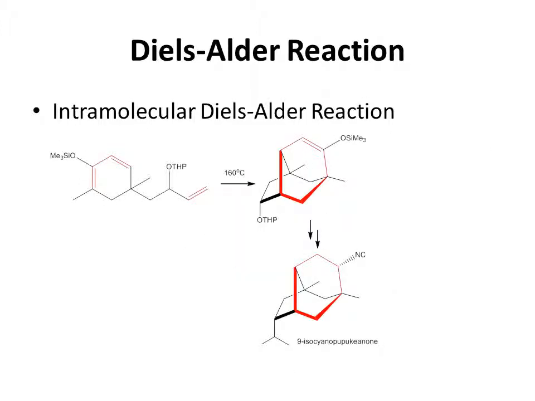In the intramolecular Diels-Alder reaction, a diene is tethered to a dienophile, and at elevated temperature, the Diels-Alder reaction can occur, assuming that you can overcome steric encumbrance. In the example shown, this Diels-Alder adduct is a key intermediate in the synthesis of the natural product 9-isocyanopupoquinone.